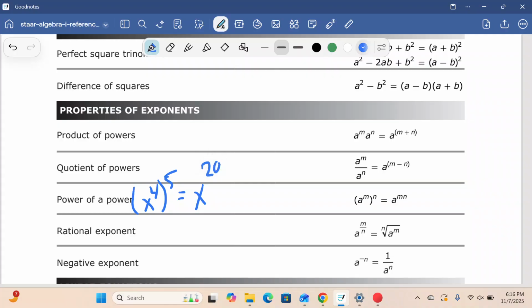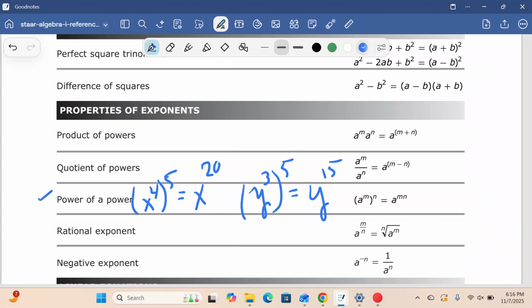And that's your answer. If you have another problem like y to the third raised to the fifth, all you're going to do is keep the same base. You look at the power raised to a power, and you multiply 5 times 3, and the answer is going to be 15. So that is a power of a power. That is the third rule that we are going to be discussing.